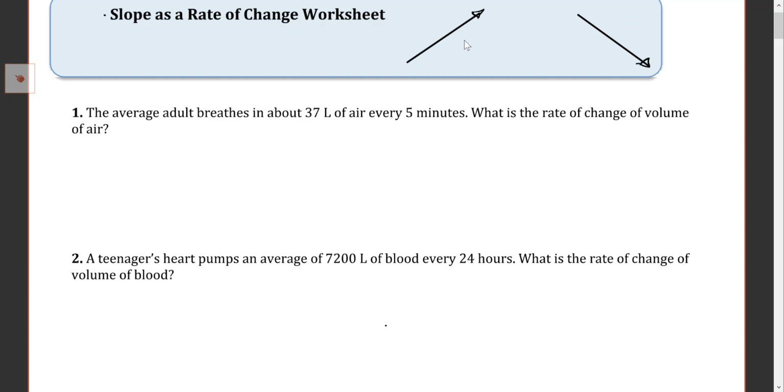Okay? So what we would say is, with this one, we have what's called a positive rate of change. And what do you think this one is? Negative. A negative rate of change.